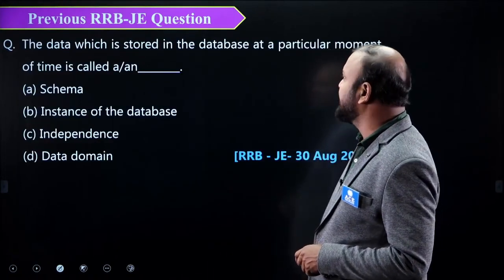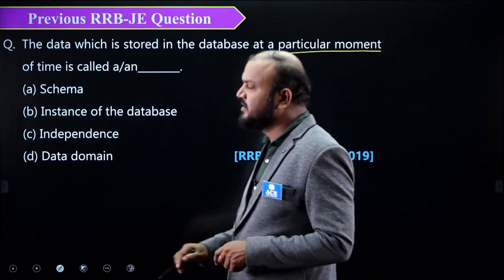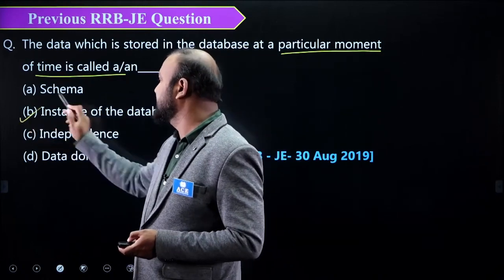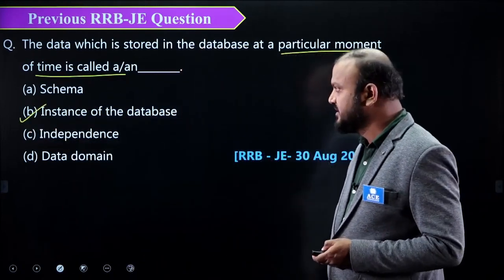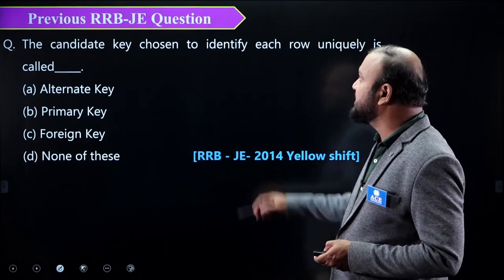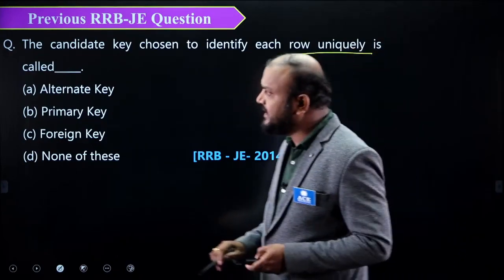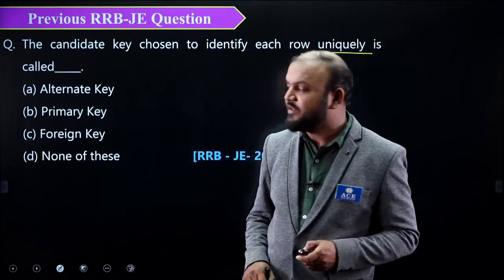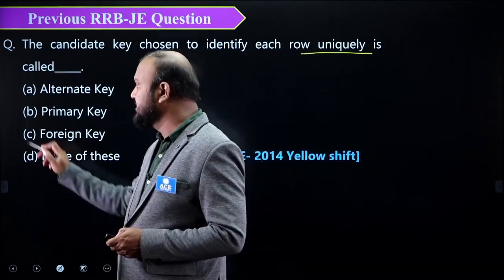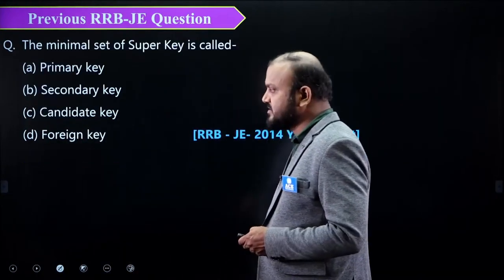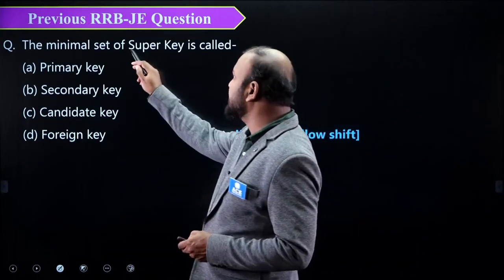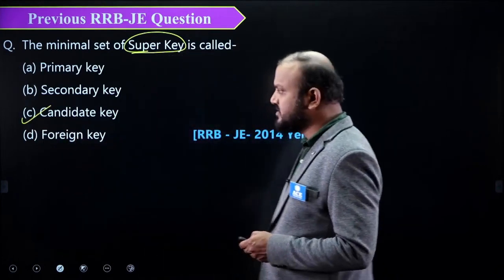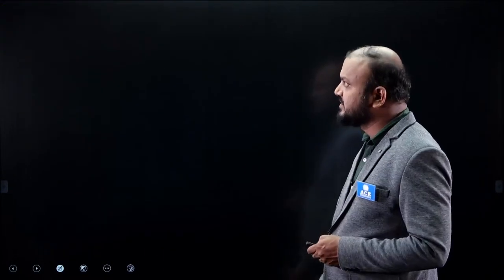The data which is stored in the database at a particular moment of time is called what? Instance of the database. Just now we have discussed. The candidate key chosen to identify each row uniquely is called? That candidate key is called the primary key. Just now we have discussed. The minimal super key is called the candidate key. This is also one of the questions that was asked.